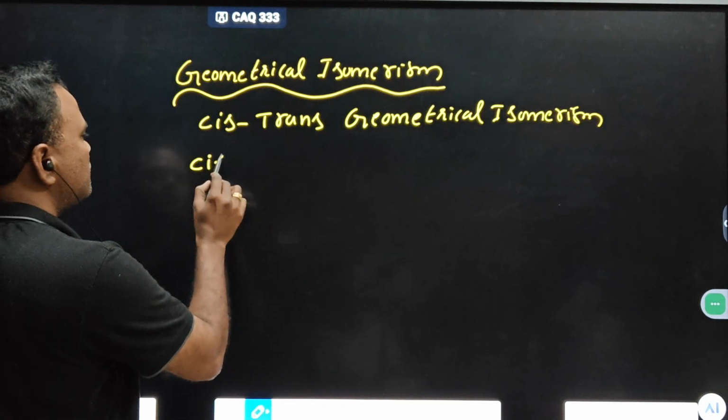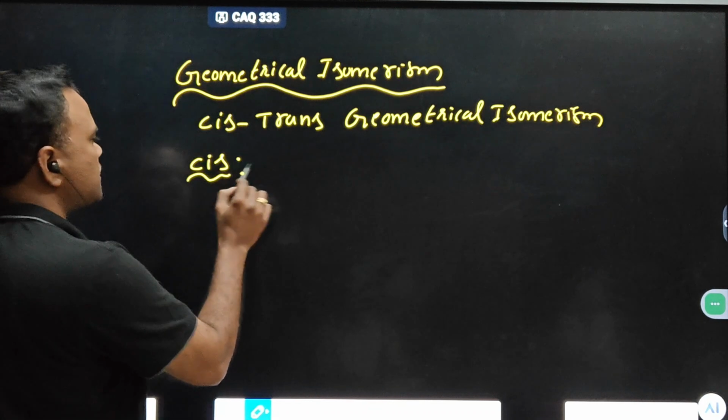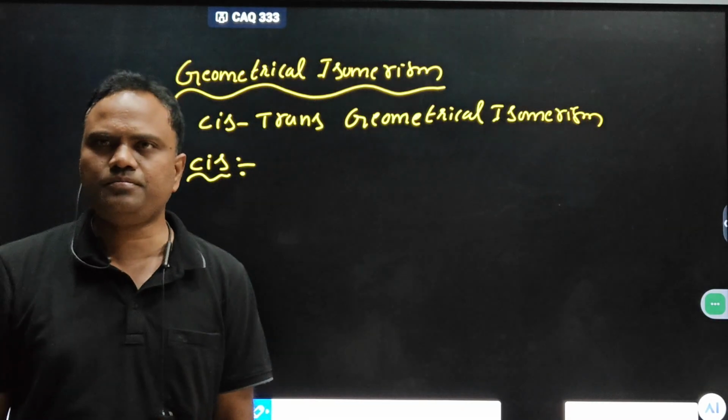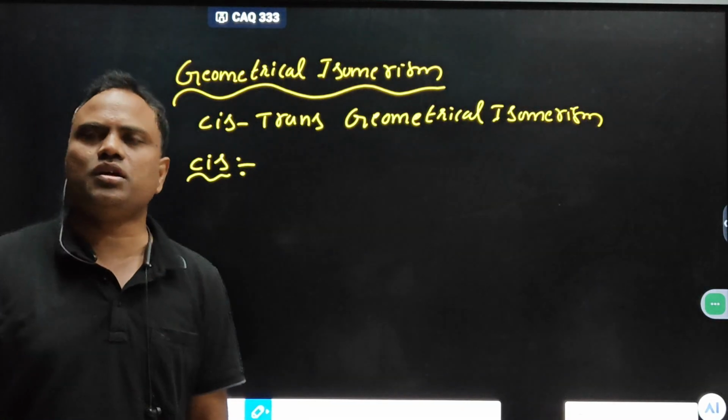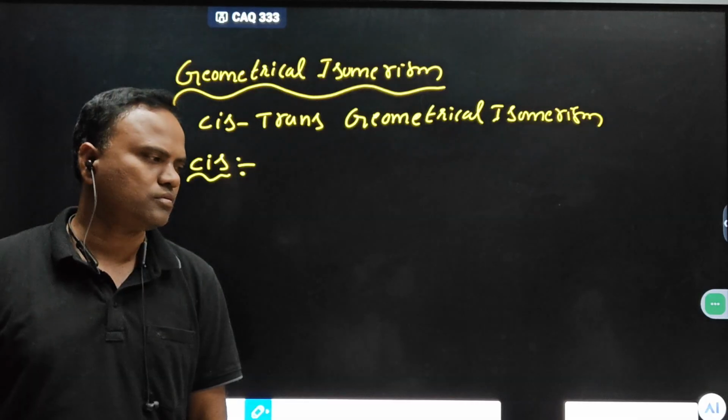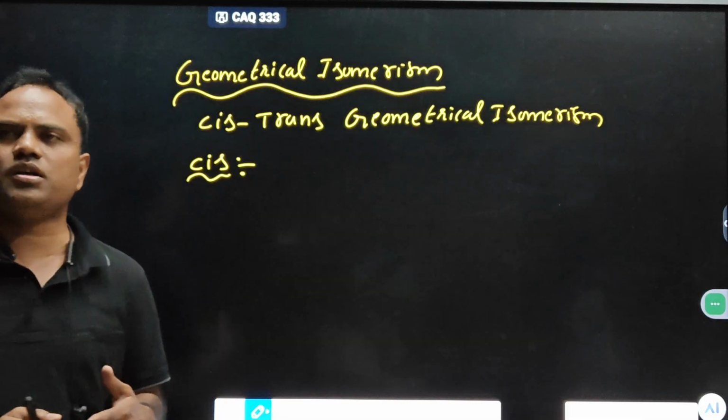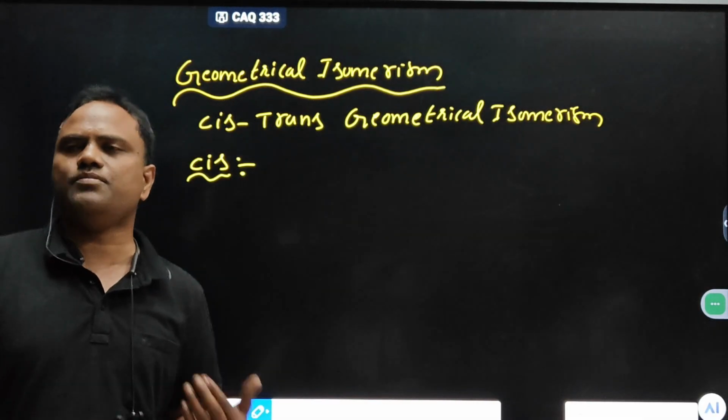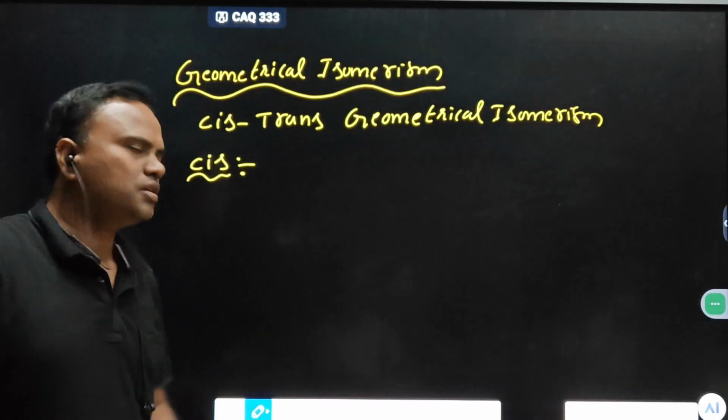First of all, let us see what is cis isomer. In organic chemistry, cis means two similar atoms present on the same side of the double bond. That is called cis.